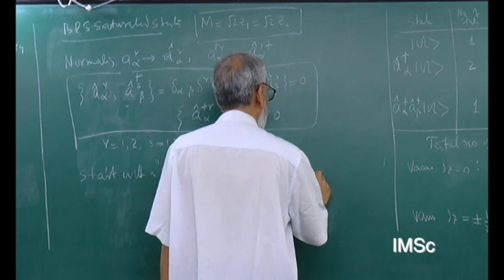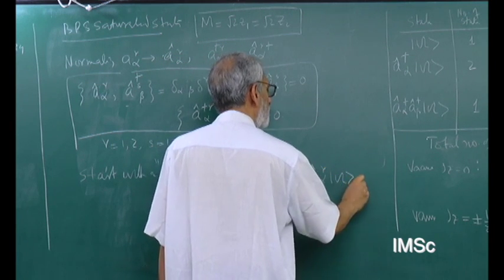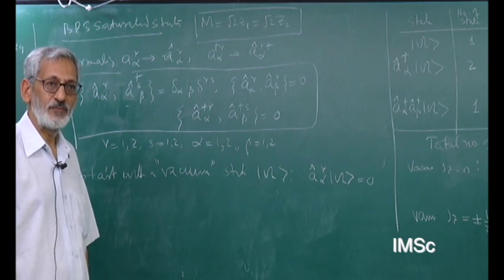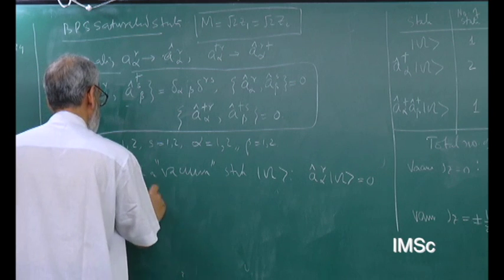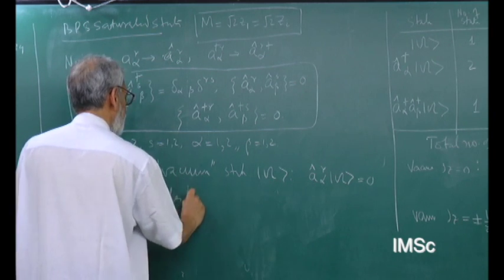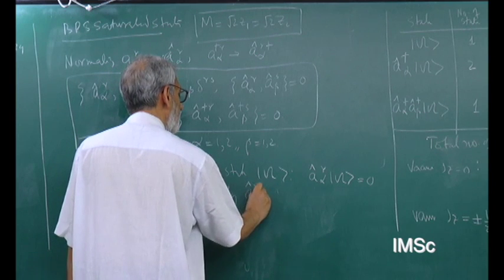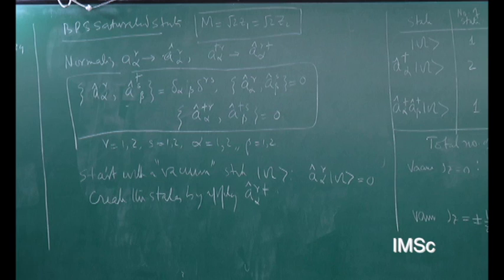on which A alpha hats are 0, and create the states by applying A hat R alpha daggers on omega.